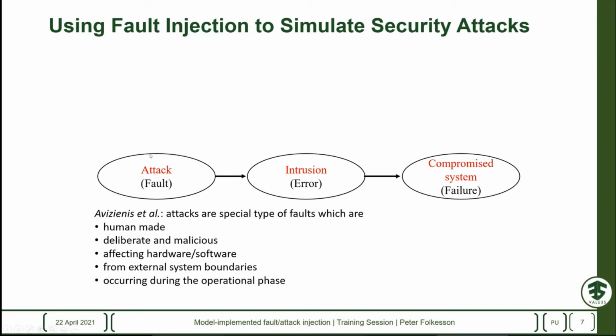Now, this attack, if it's successful from the attacker's perspective, may lead to an intrusion in the system, which may be considered an error. If the intrusion is not detected by an intrusion detection mechanism, for example, then this may lead to a compromised system, equivalent to system failure or a deviation from the intended service.